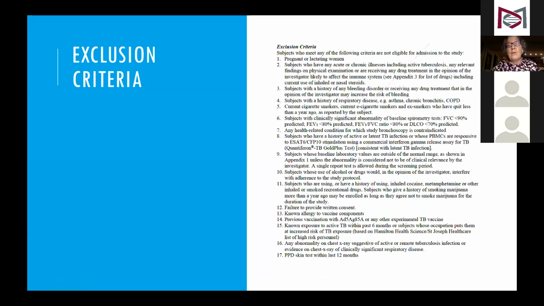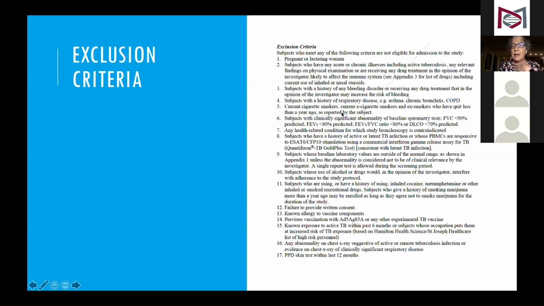So one of the things about a study like this is making sure that you have healthy participants. And any phase 1 study is going to have a long list here of exclusion criteria. So many of the phase 1 studies really exclude anybody who has any acute or chronic illnesses. Because we were dealing with the lungs, we needed to have people who had healthy lungs.